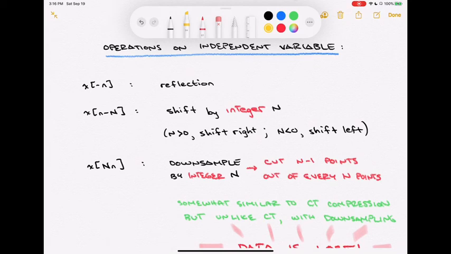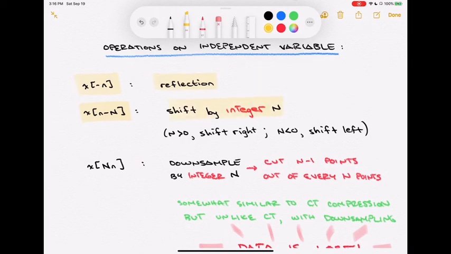So much like continuous time, if I just put a minus sign in front of the independent variable, such as what's shown here, x of minus n, that's just indicative of reflection. So we can reflect a signal about the vertical axis just by negating the independent variable. If I take n and replace it with n minus some cap N, of course cap N has to be an integer because discrete time signals are only defined on integers. This is a shift by that integer amount N.